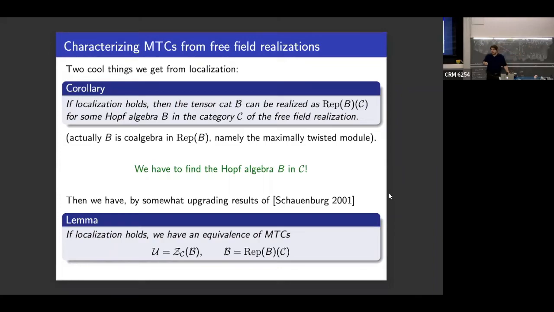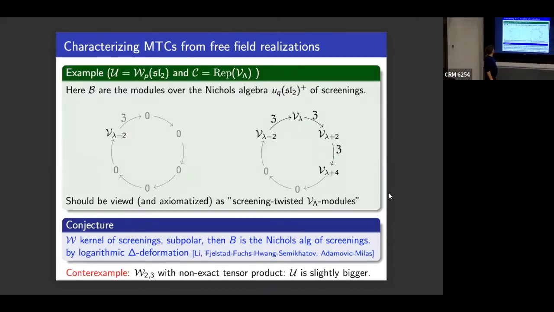Then there is some B such that this is true. Which one B is, is not clear at this point, right? And now we want to convince ourselves why B should be the Nichols algebra of screenings. And for this, let's look at an example.